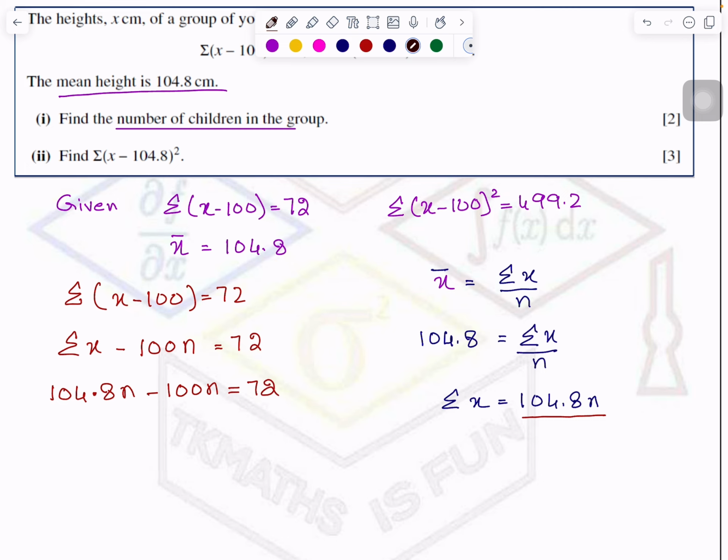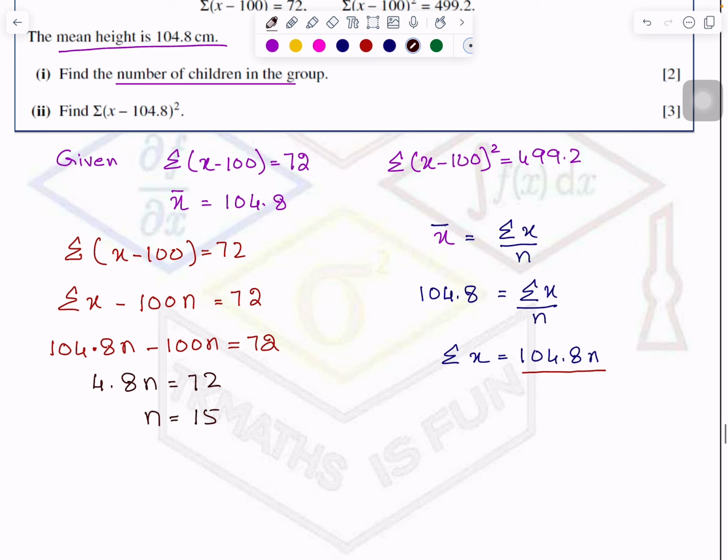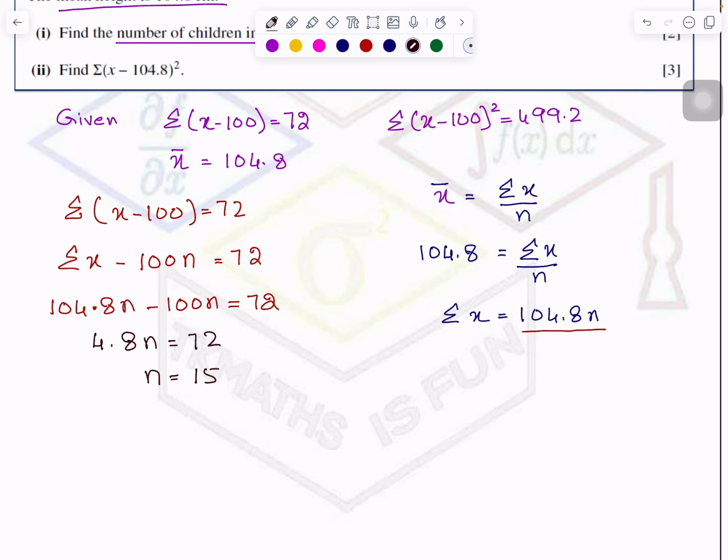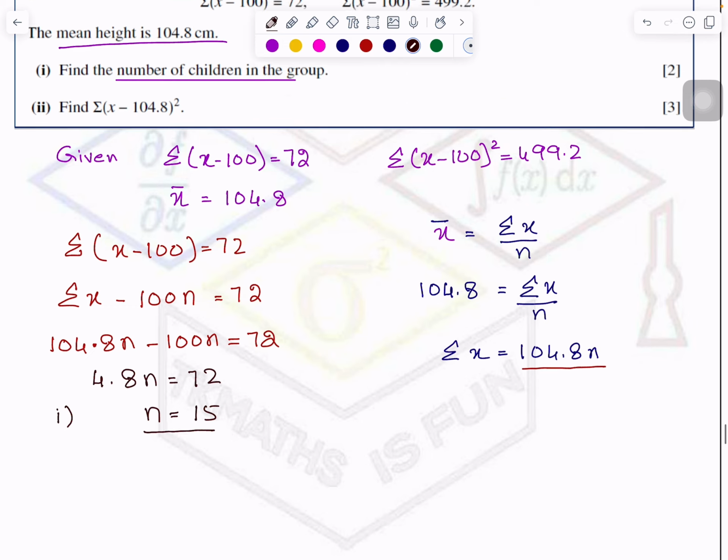So it will be what? I'm just writing all the steps. You can avoid this step easily because it's a very basic thing. So 72 divided by 4.8 is 15. I'm using a calculator, okay? So now it means the number of children in part 1 is 15. Better to write in a statement here that the number of children is 15.